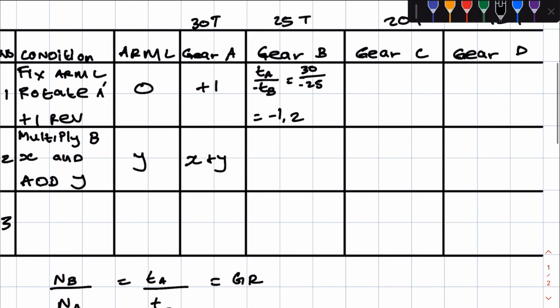Do the same thing for gear C. So this will be 1.5x plus y, and this will be minus 2x plus y, right? Now, our third condition.